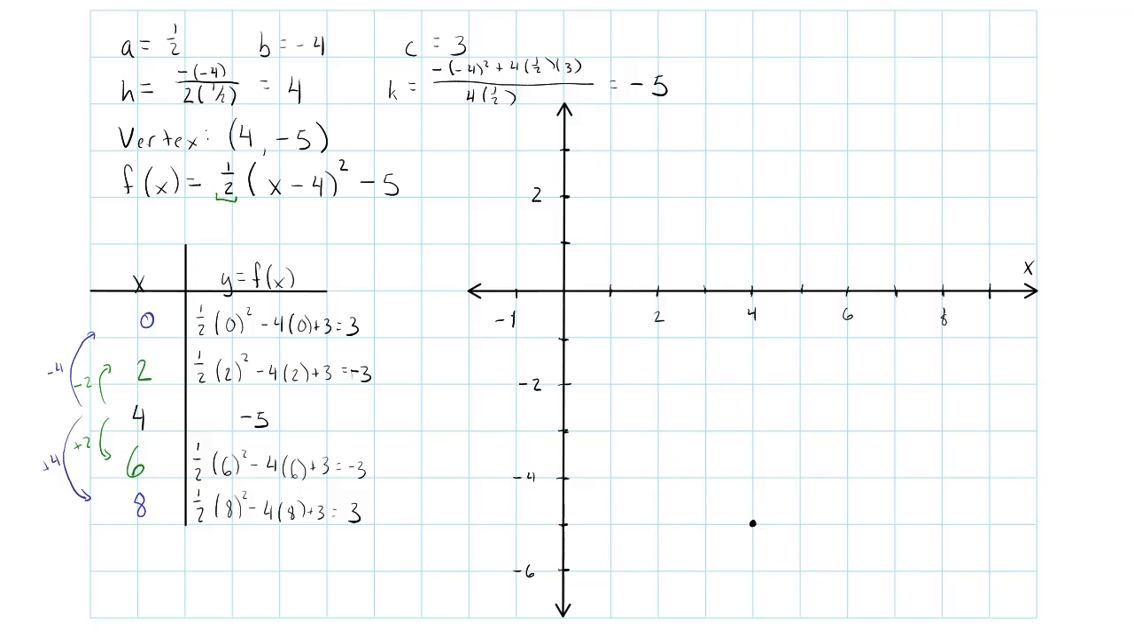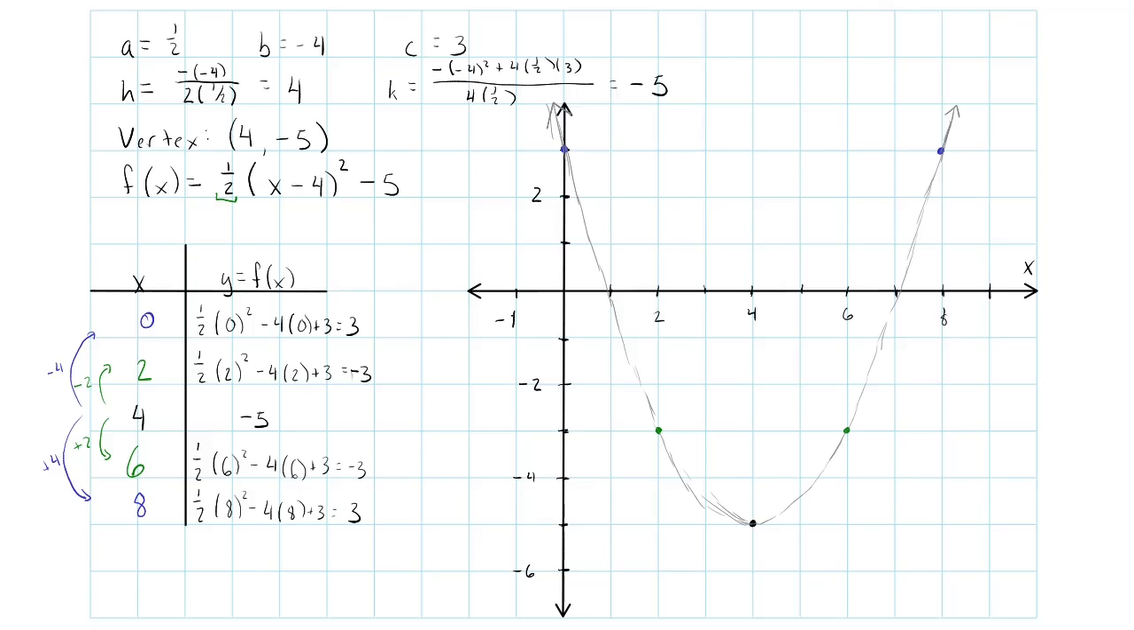So my vertex is at 4, -5. And then I have points at 2, -3, and 6, -3. And then I have points at 0, 3, and 8, 3. So then I just draw my parabola. Starting flat at the vertex, smooth curve up through my points to the right, smooth curve up through my points to the left, and there we have our parabola.